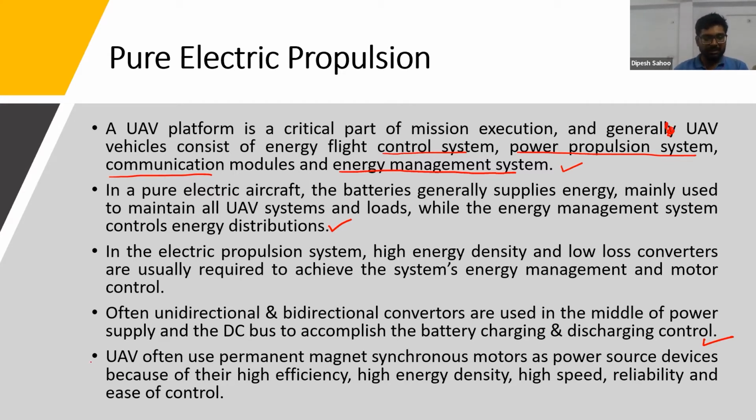UAVs often use permanent magnet synchronous motors as a power source device because of their high efficiency, high energy density, high speed, reliability, and ease of control. Why do we use a permanent magnet synchronous motor? Since we are using an already magnetized core, we don't have to use additional energy for magnetization. Only in a brushed DC motor is the energy supplied to the rotor. But in all other motors, the energy is supplied to the stator.